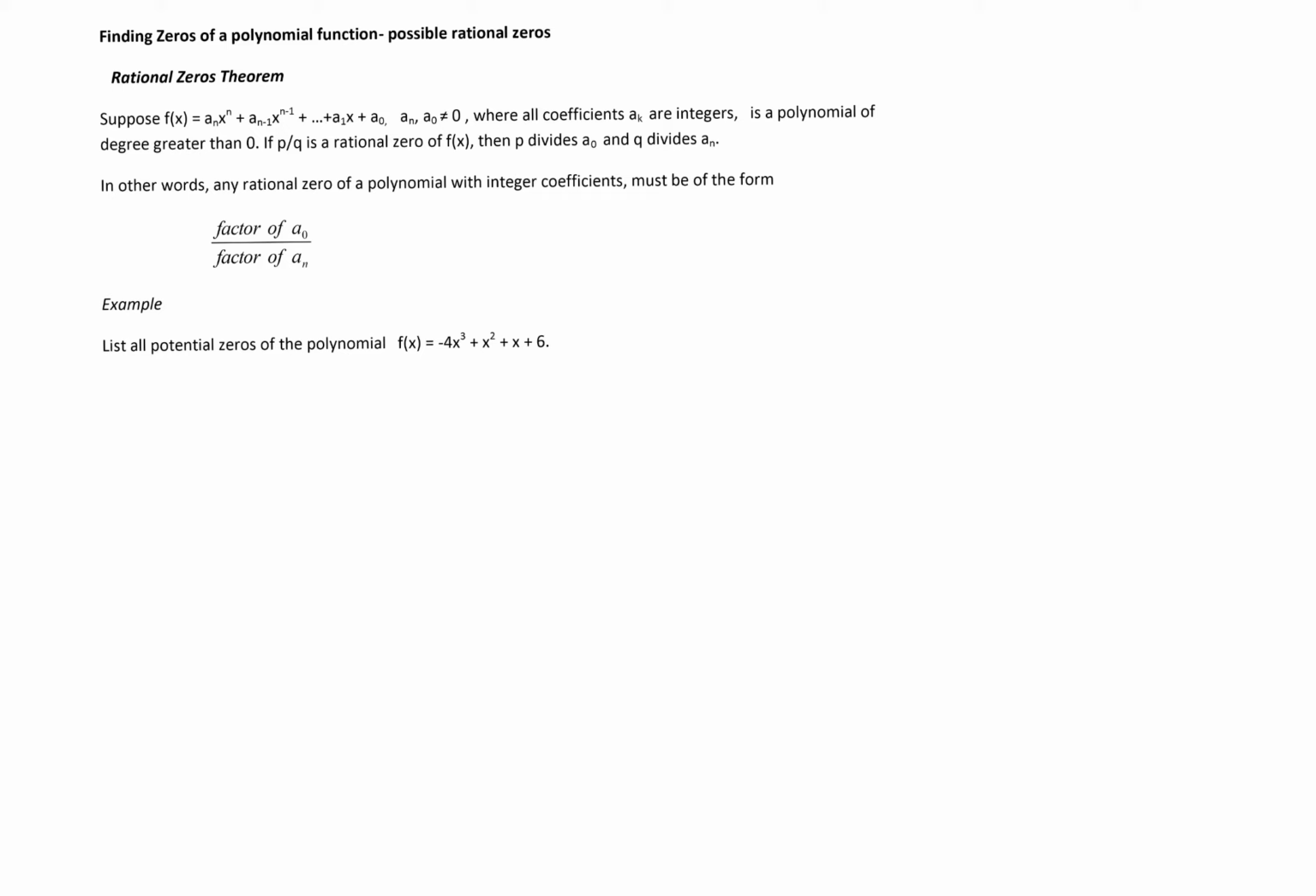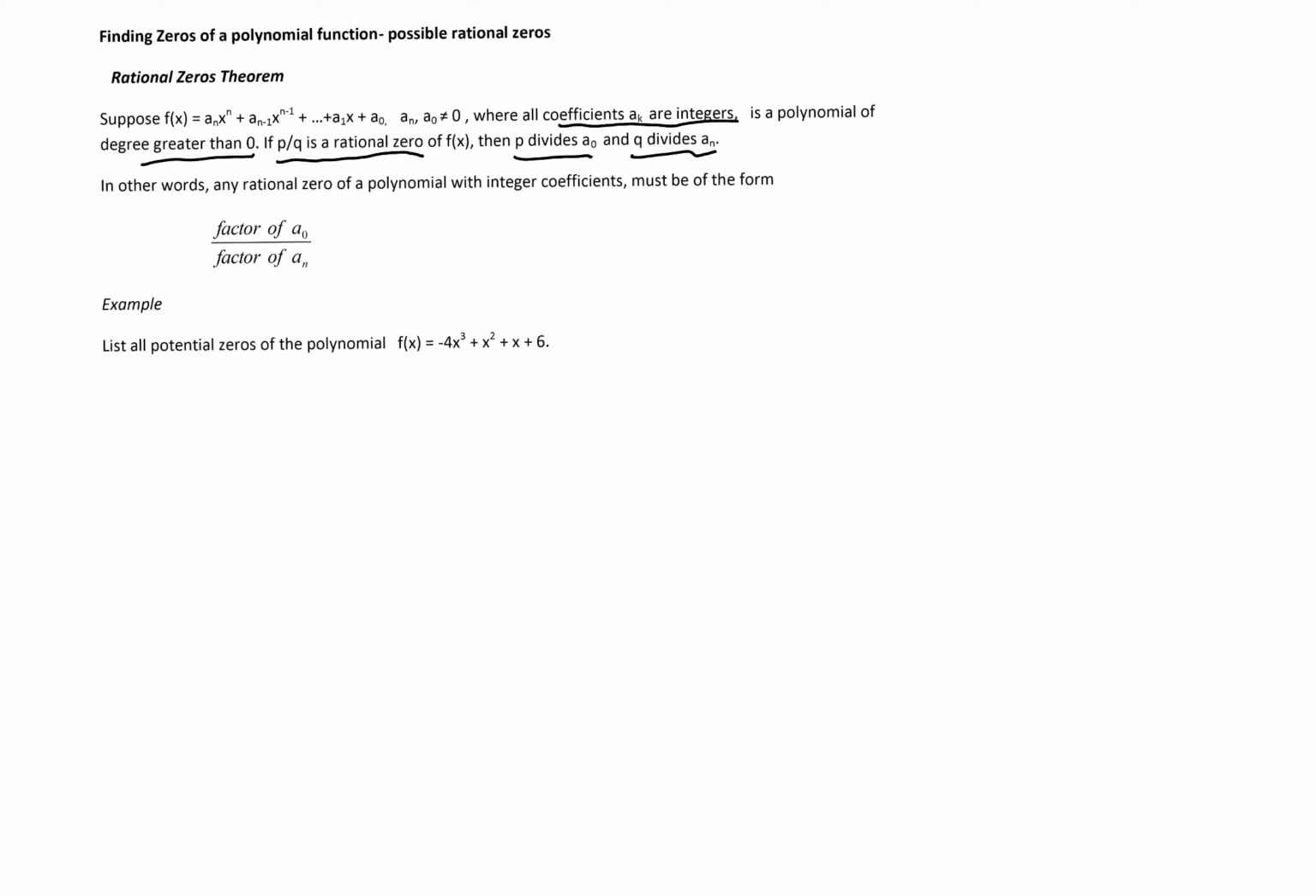It says that if you have a polynomial with integer coefficients and a degree greater than 0, then p/q is a rational zero if p divides a_0 and q divides a_n. By a rational zero, we mean a zero of the function that is a rational number. That is, it is the quotient of two integers.